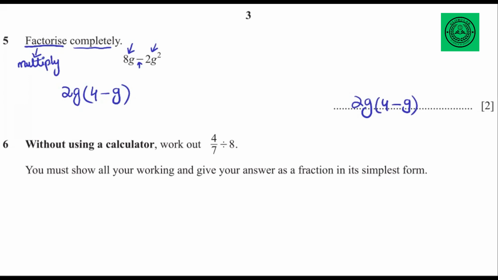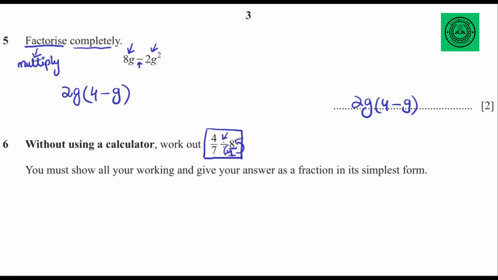And in question number 6, we have been asked, without using a calculator, to work out this division, show all our working, and give the answer as a fraction in its simplest form. So first of all, we can write this 8 as 8 upon 1. And we know that we always convert the division sign into multiplication. Whenever we convert this division sign into multiplication, the fraction after this sign gets reciprocated, or we take the reciprocal of that fraction. So it means that 1 will come up and 8 will go down.